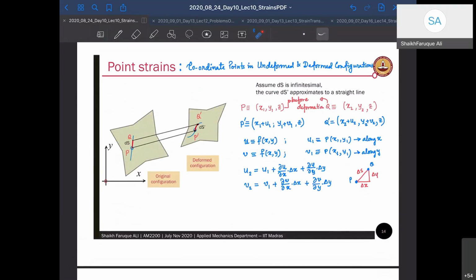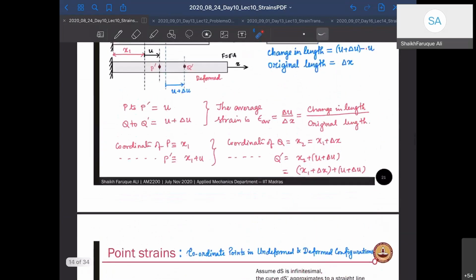Therefore, U1 is based on point P, along X, and V1 is based on point P again, but along Y. The deformation calculated along X is U1. The deformation calculated along Y is V1. Therefore, U2 will be as it was beforehand.